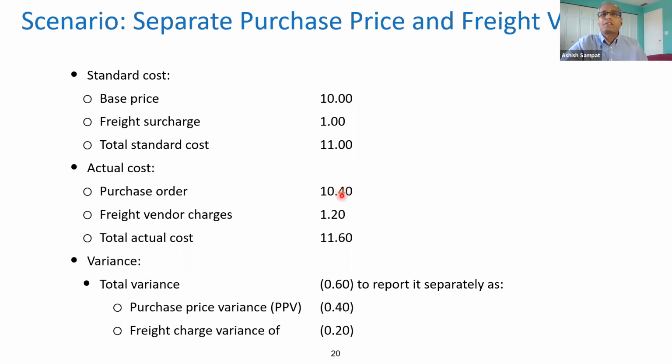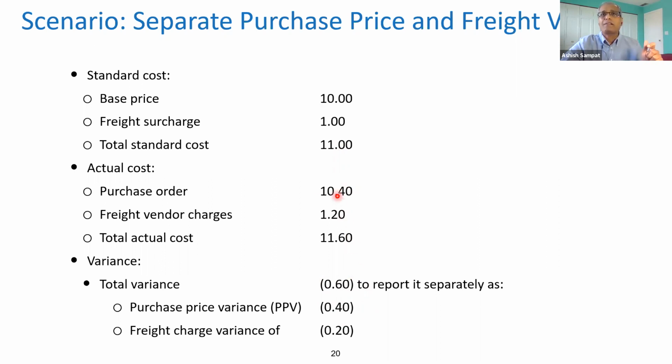And then on the actual side, we want to say that if the purchase order was created for a price of $10.40, and the freight vendor charge actual came up to $1.20, total actual cost came at 11.60. How do I track this variance in such a way that total variance is available at 60 cents? So 11.60 minus 11.